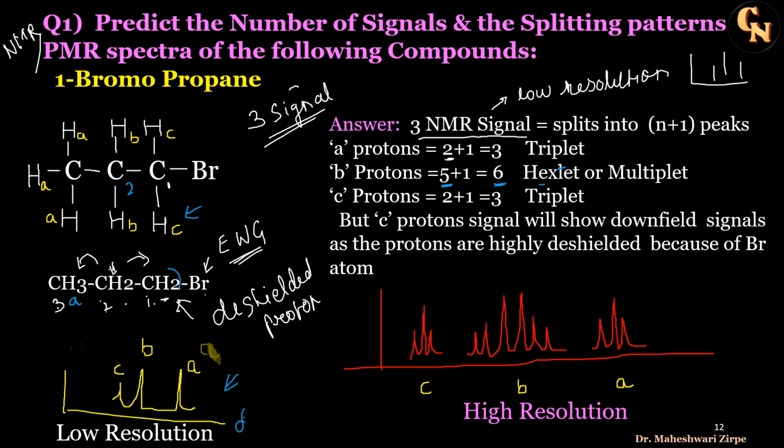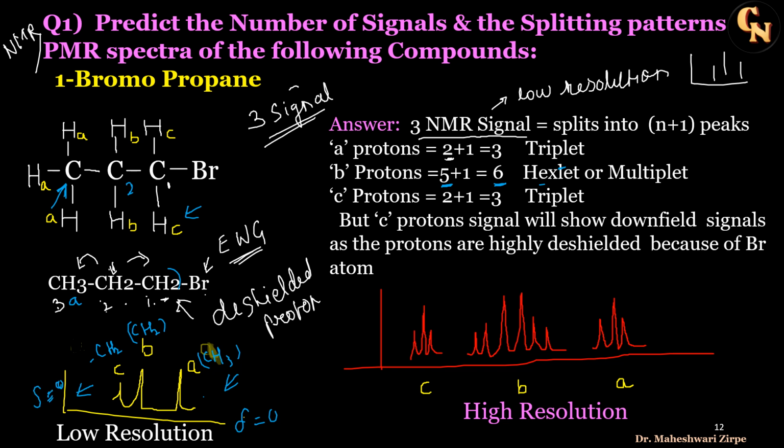The peak which is towards delta equal to 0, which we call upfield, will be of A, that is the A carbon protons, which indicates the CH3 group. This peak is towards the upfield. B proton, that is the middle one, is CH2, and C is again CH2, but that CH2 is attached to the bromine. If you see the C peak, I have shown it towards delta equal to 0.